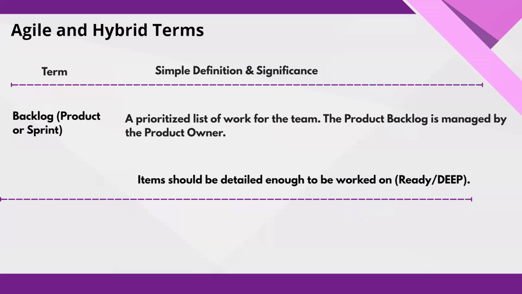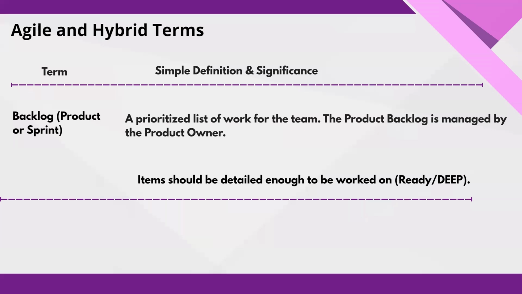Product backlog is a master list of everything needed in the product: features, enhancements, bugs, technical work, or any research. So it's owned and prioritized by the product owner themselves. It evolves continuously as new insights or customer needs emerge.